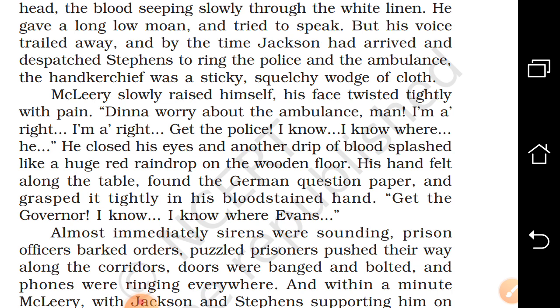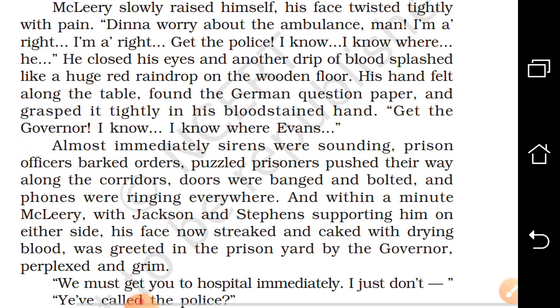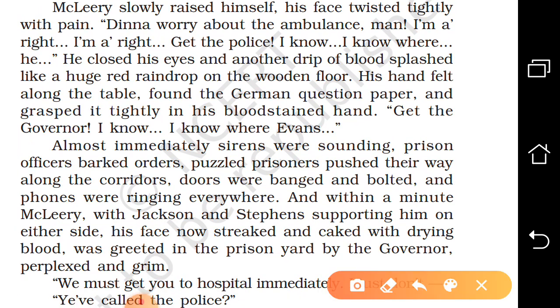Found the German question paper and grasped, means clutched it tightly in his blood-stained hand. "Get the governor. I know where Evans has escaped." Who is shouting? I mean, McClary.